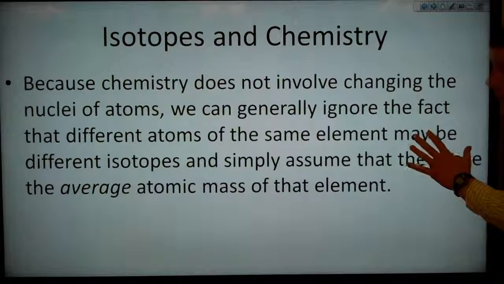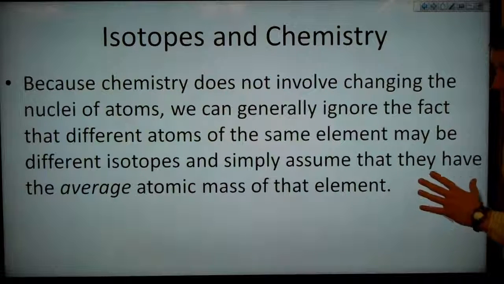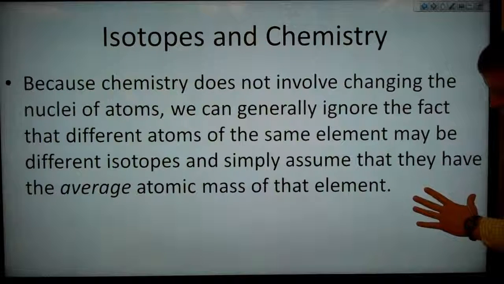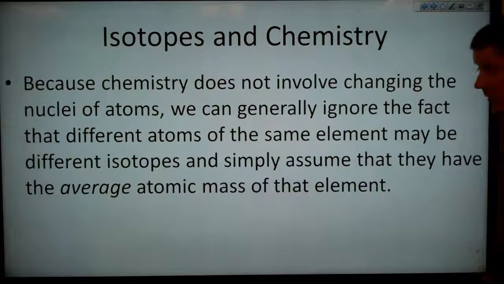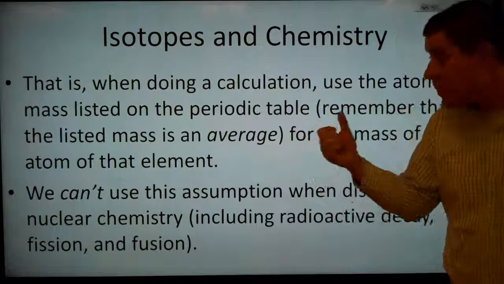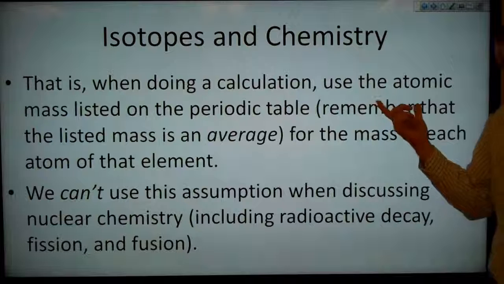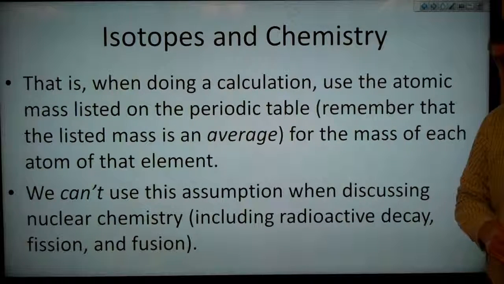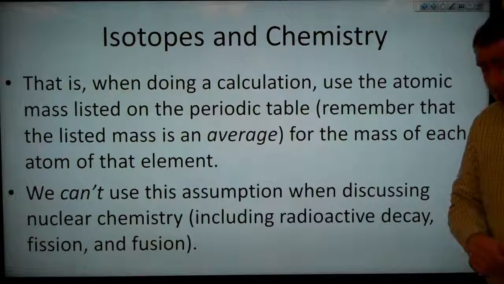Because chemistry does not involve changing the nuclei of atoms, we can generally ignore the fact that different atoms of the same element may be different isotopes, and we can simply assume that they have the average atomic mass of that element, even though we know that that's not really true. That is, when doing a calculation, use the atomic mass listed on the periodic table. Remember that that mass listed is an average, it's a weighted average for the mass of each atom of that element, because as long as we're using a large number of atoms, then this will work out fine.